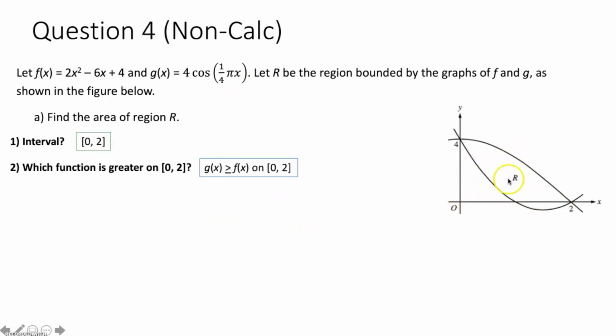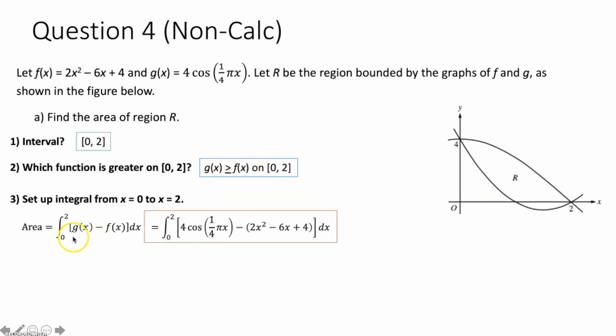Now what we have to do to find the area between these two curves is just set up that definite integral from x is equal to 0 to x is equal to 2 of our upper function, which in this case is g of x, minus our lower function, which in this case is f of x. We plug in what each of those functions are equal to, and since this question appeared on the non-calculator portion of the AP test, you actually need to evaluate this.